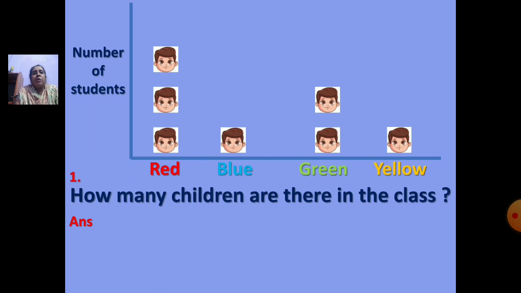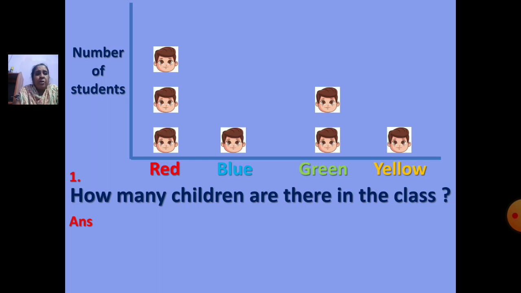Now see the chart and answer the questions. How many children are there in the class? You will count the total number of children shown in the picture. 1, 2, 3, 4, 5, 6, 7. How many children are shown in the chart? 7 children. And what is the scale I told you? One child means 5 children.